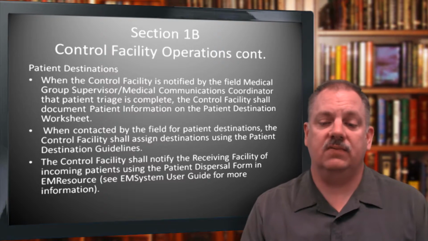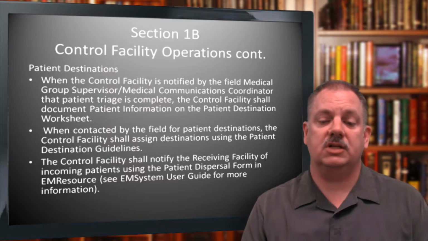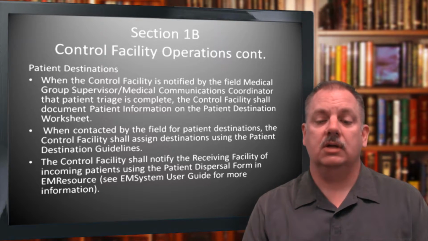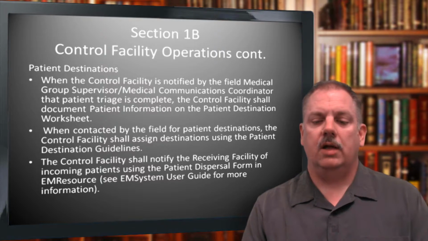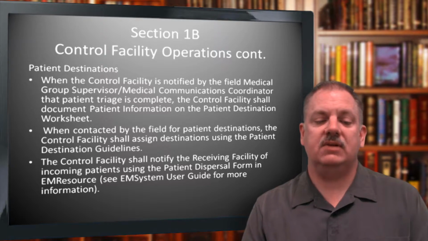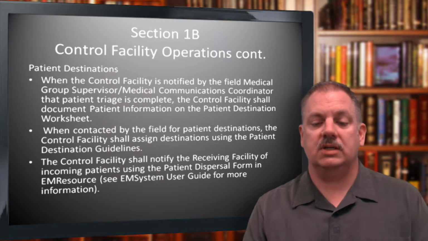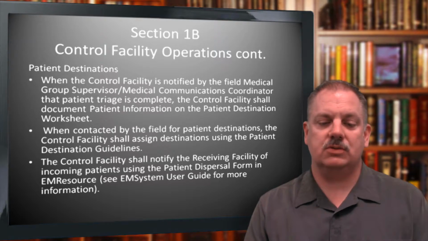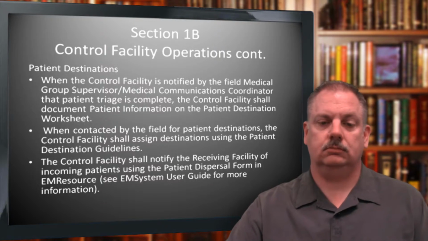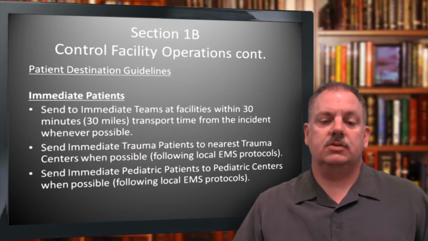When contacted by the field for patient destinations, the control facility shall assign destinations using their destination guidelines. The control facility shall notify the receiving facility of incoming patients using the patient dispersal form in EM resource. So, some of the guidelines.